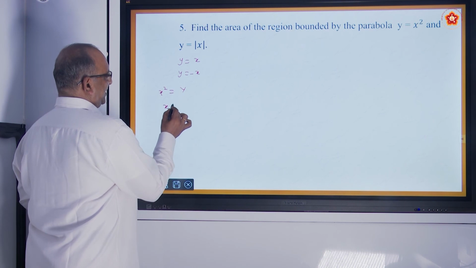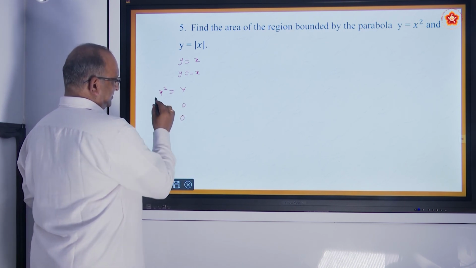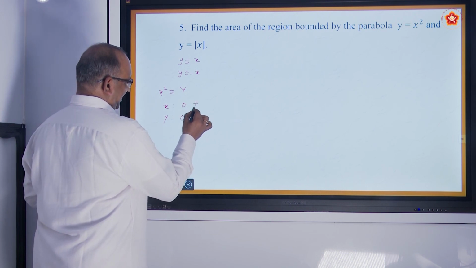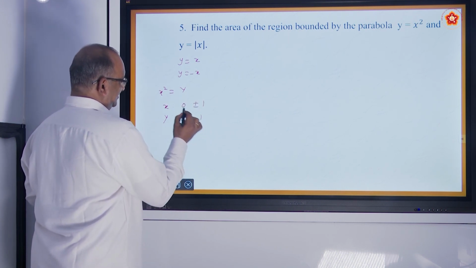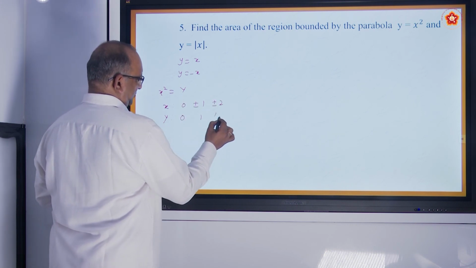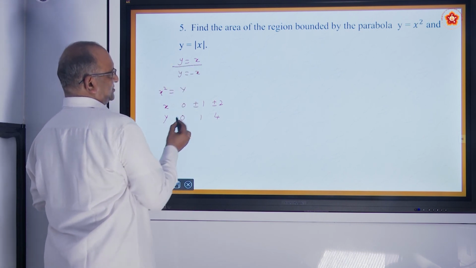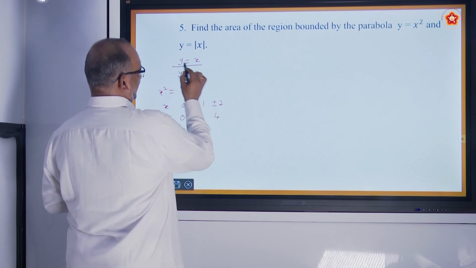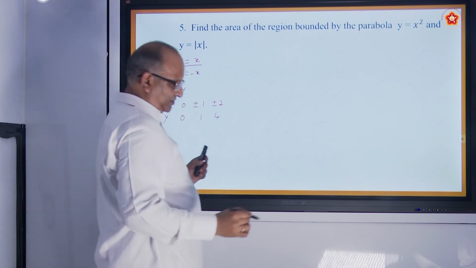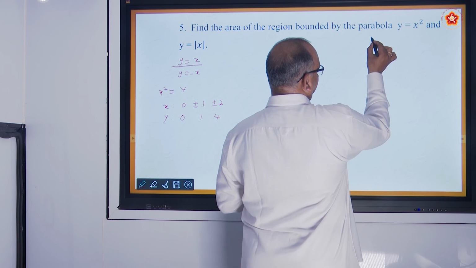Let us say x and y. X is 0, y is 0. Suppose x is equal to plus or minus 1, y is 1. Suppose x is plus or minus 2, y will be 4. This is a very simple line, y equal to x. You don't need to think much. X is 1, y is 1, x is 2, y is 2, that way. So, draw this.